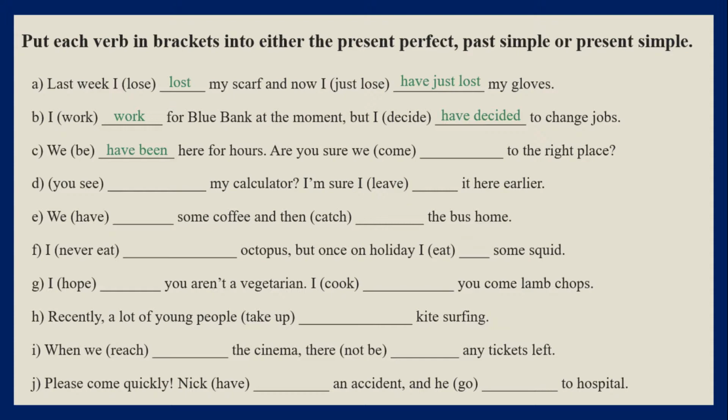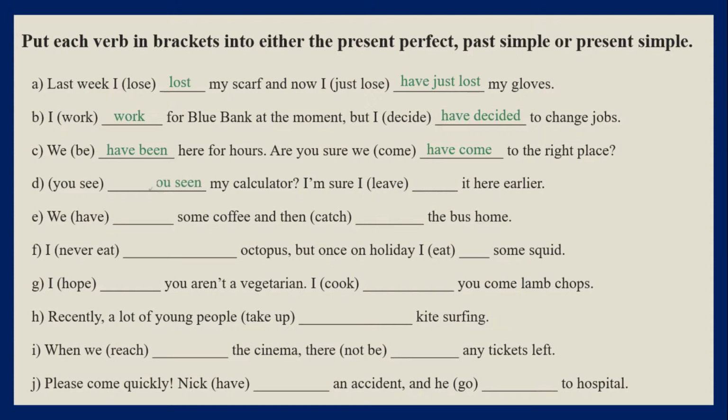"Are you sure we have come to the right place?" When you say "we have come to the right place," it means you are focusing your attention on the result. It means you are there now. That is the result of you coming to that place. So we use present perfect.